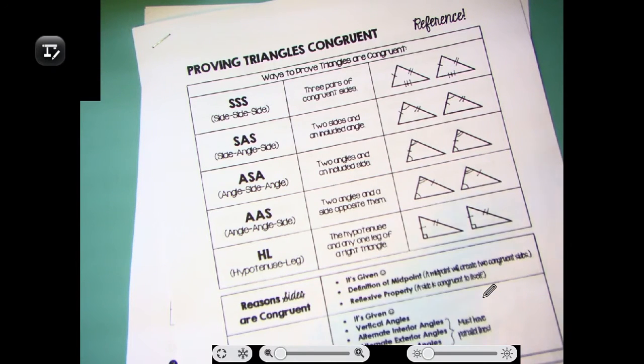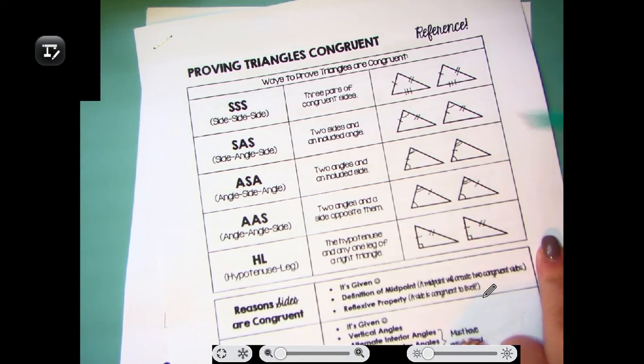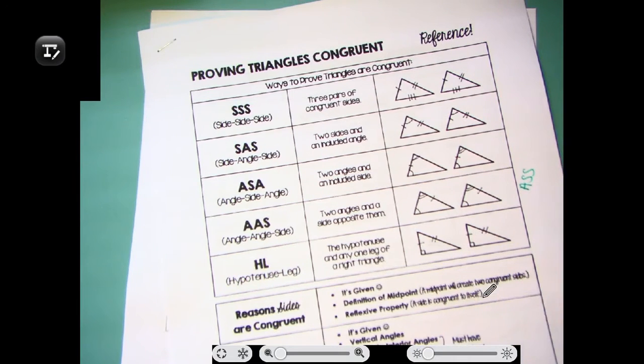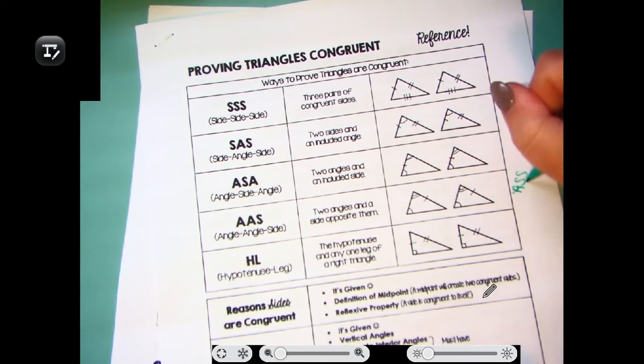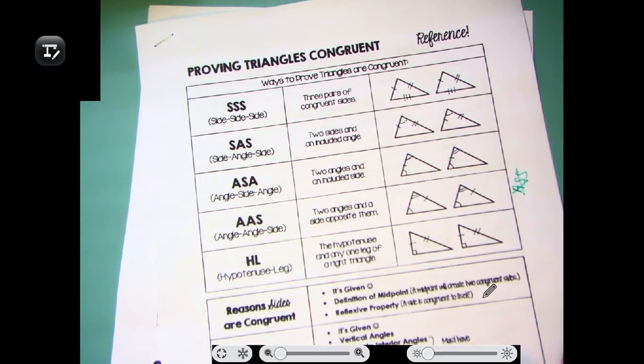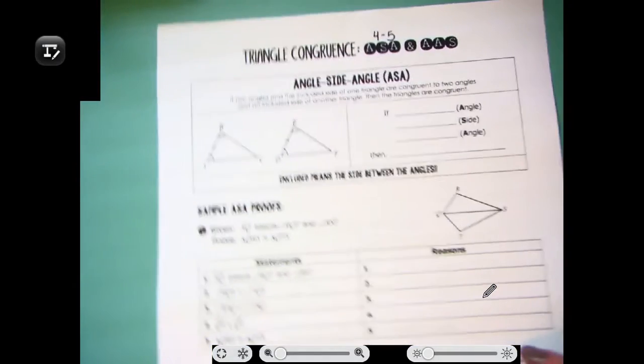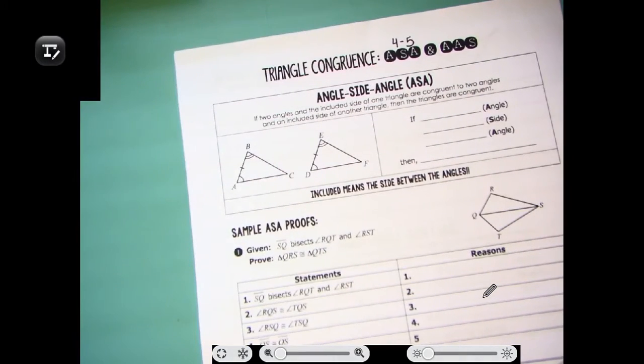And remember, of all of these, the only one that's not included is angle, side, side. So we don't use that one for many reasons. Okay, but it doesn't work mathematically. So let's take a look at angle, side, angle. So that's what we're going to start with here, and then we'll look at the next one.